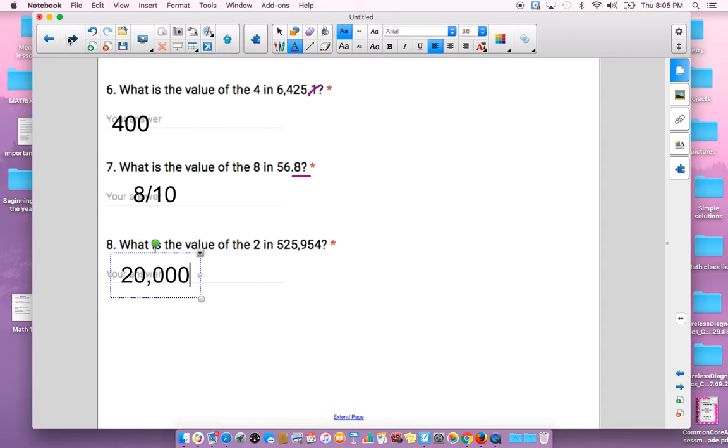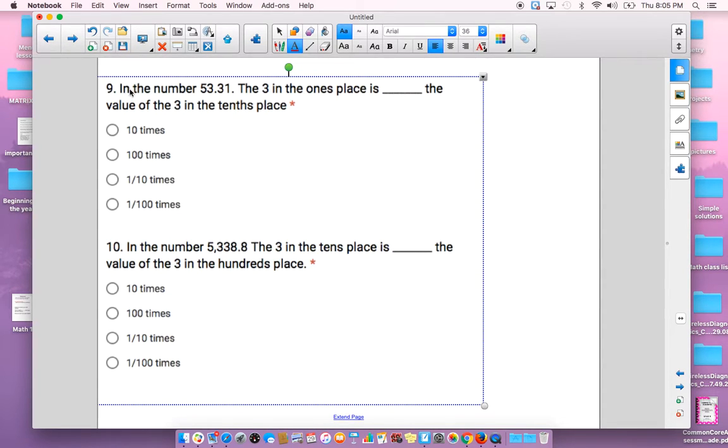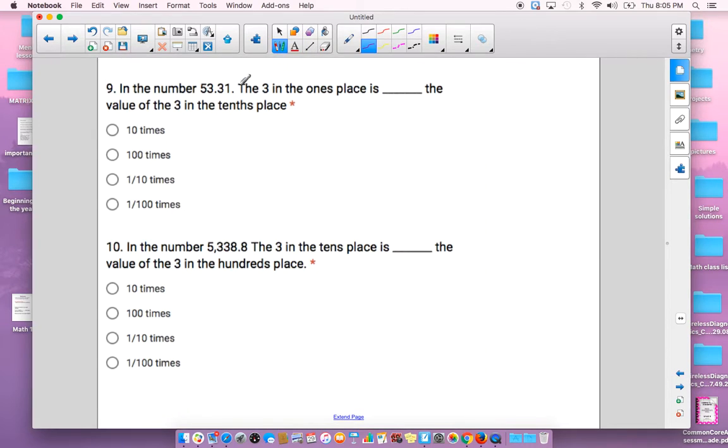All right, we're moving on to number 9. The number 53 and 31 hundredths, the 3 in the ones place. So remember, we have to underline the 3 in the ones place compared to the 3 in the tenths place. So I'm going to circle. I am going to jump, and I'm going in what direction? Yes, the right. And I went one place value. So I know each place value, if I'm going to the right, is 10 times bigger. And so that would just be 10 times.